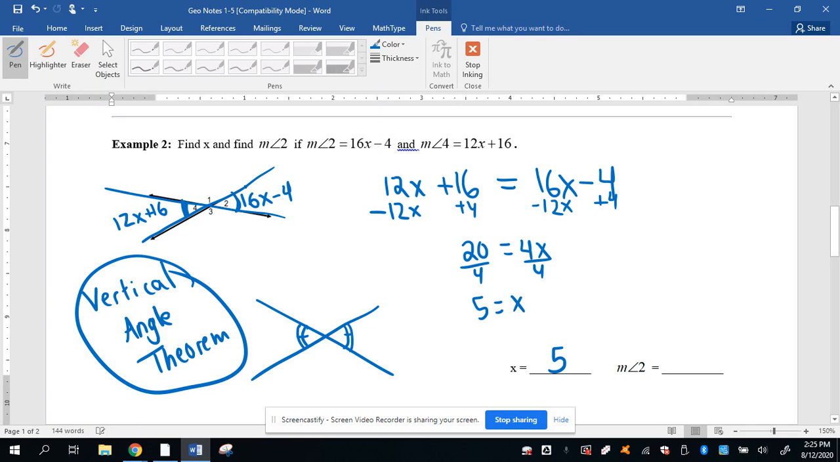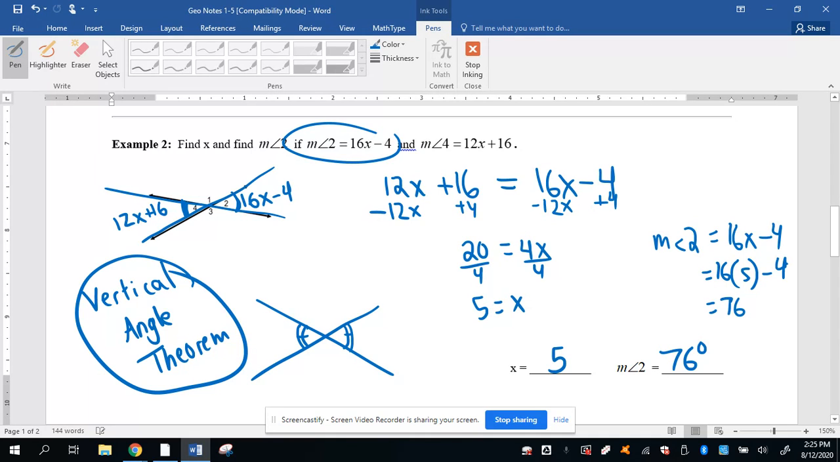The other is the measure of angle 2, and we know that the measure of angle 2 is 16x minus 4. Replace the x with 5, so 16 times 5 is, what is that? 80, so 80 minus 4 is 76, so 76 degrees. So for an angle, use degrees. If it's just x, you don't have to put any labels on it.